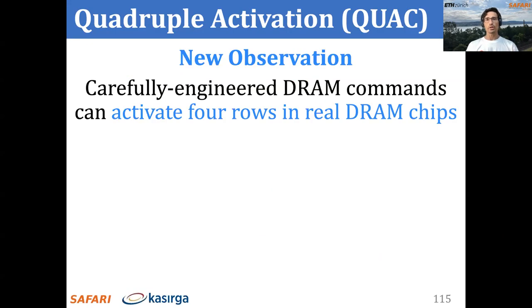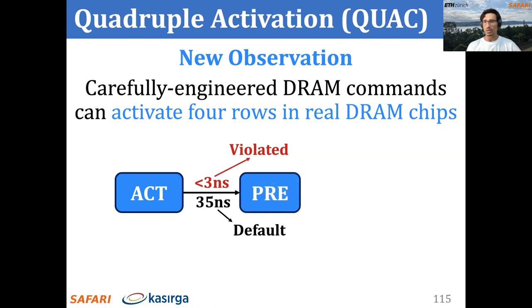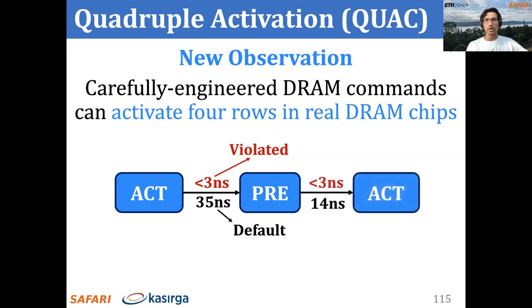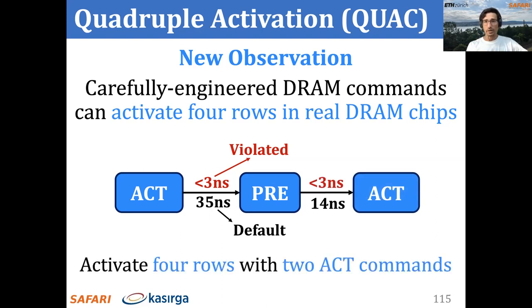There has been more recent work in random number generation using DRAM, and the most recent is the quadruple activation, or QUAC-TRNG, where the work is based on the new observation that it's possible to activate four rows at the same time in real DRAM chips by violating timing parameters in a similar way as the ComputeDRAM work does, as we discussed in the beginning of this lecture for processing using memory. This is another way of exploiting these violated timing parameters and this way activating four rows at the same time with two activation commands.